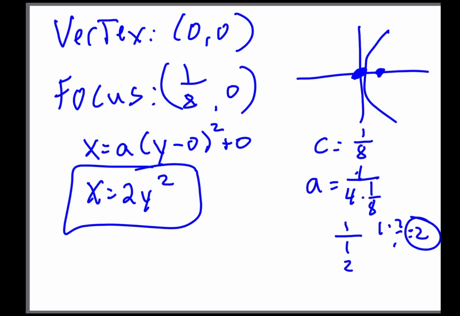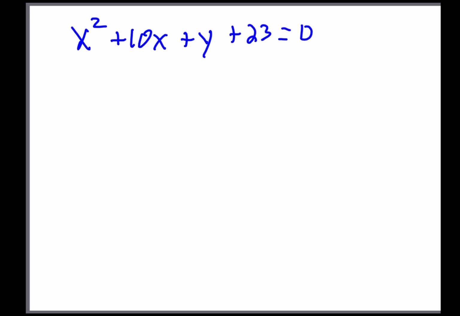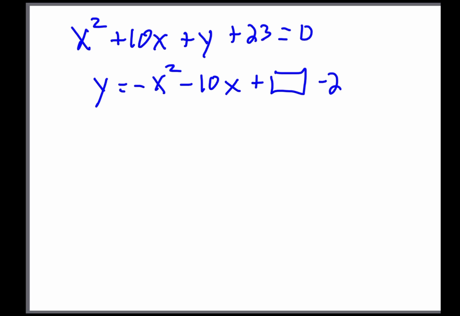Okay, so there's the first three, writing the equations. In the next three, we're going to identify the vertex, focus, and directrix. So we're going to be given the equation x squared plus 10x plus y plus 23 equals 0. I look through this and ask, is this going to be an x equals or y equals? I've got a y, so I'm going to make it y equals. So I'm going to move everything to the other side. So y equals negative x squared minus 10x. Now I'm going to leave a gap because I'm going to complete the square. We've got minus 23, and then we're going to have to subtract the box out of there as well.